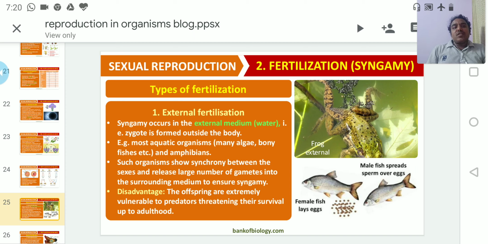But there is a disadvantage of this external fertilization. The offspring are extremely vulnerable to predators, threatening their survival up to adulthood. What is the reason? A number of aquatic organisms are present in the water medium, and they may engulf or eat those reproductive structures. Sometimes, if the water becomes extremely cool or reaches extremely high temperature, the survival capability will be lost. So this is a disadvantage. If they ask for a disadvantage of external fertilization, you should be ready to write this one.